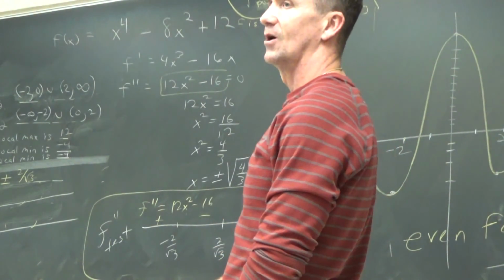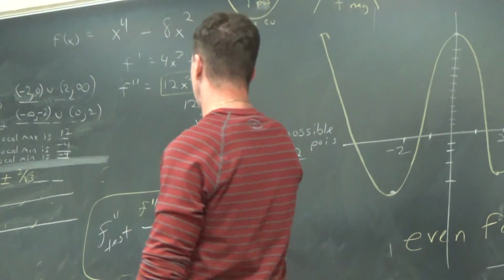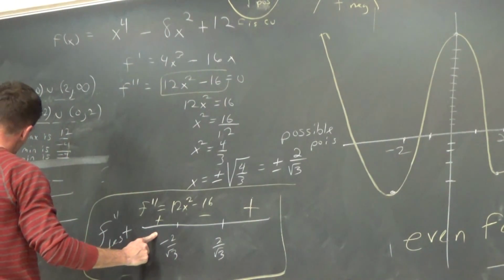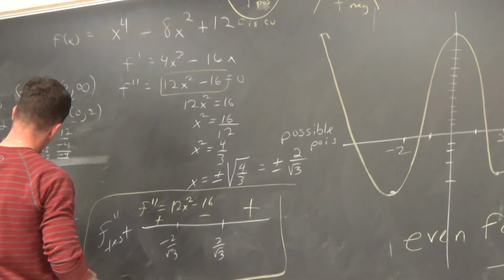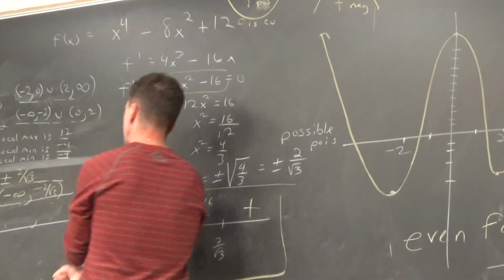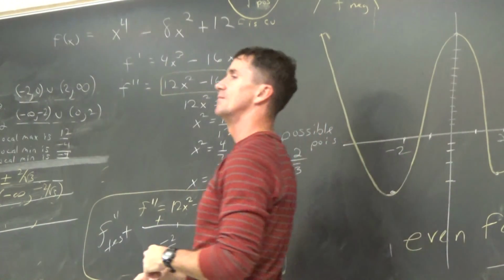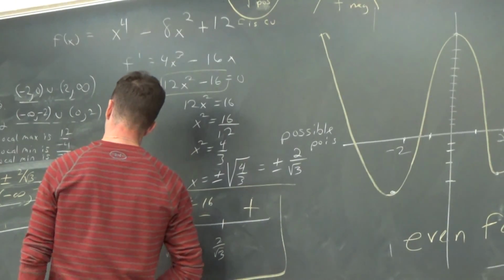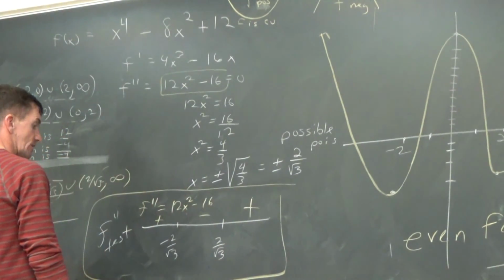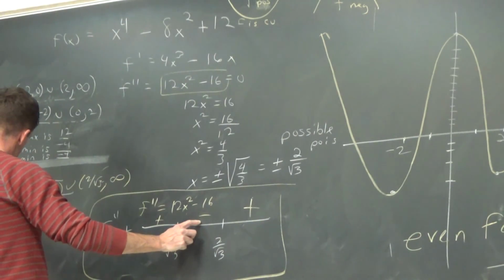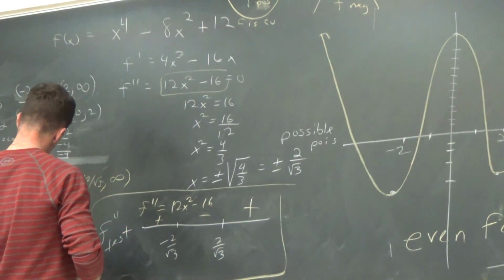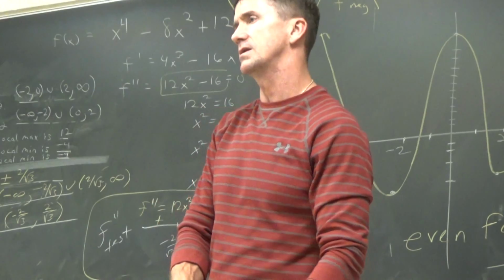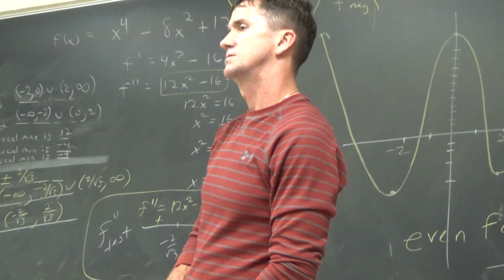Now, all the hard work's done, everyone. Where's it concave up? From negative infinity to negative 2 over root 3. Anywhere else? So what should I put between them? Union. And 2 over root 3 to infinity. And where's it concave down? Negative 2 over root 3 to 2 over root 3. If you want to rationalize the denominator, you can. Jessica, got all that?